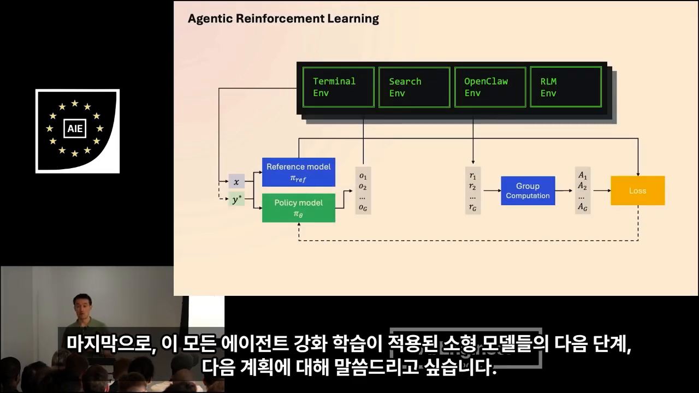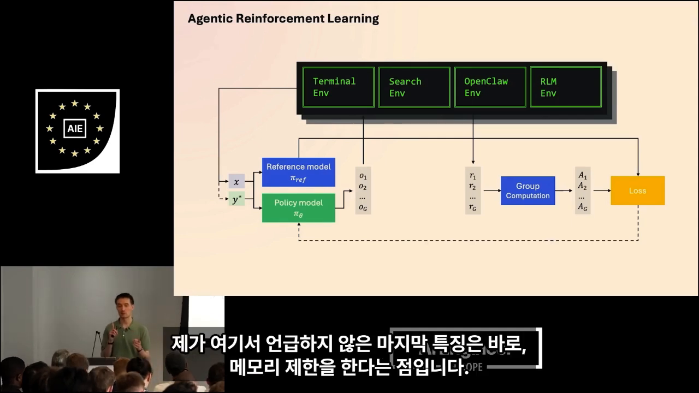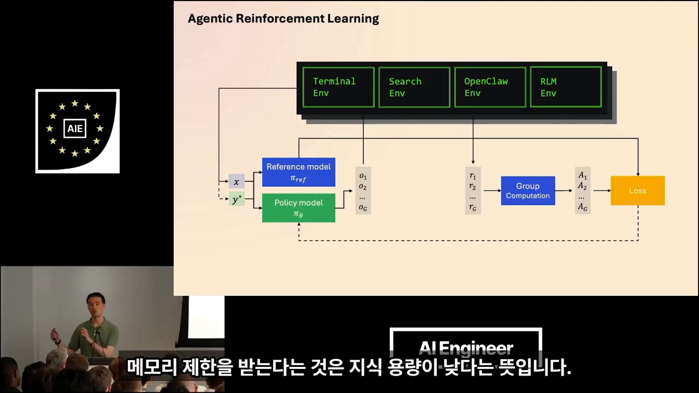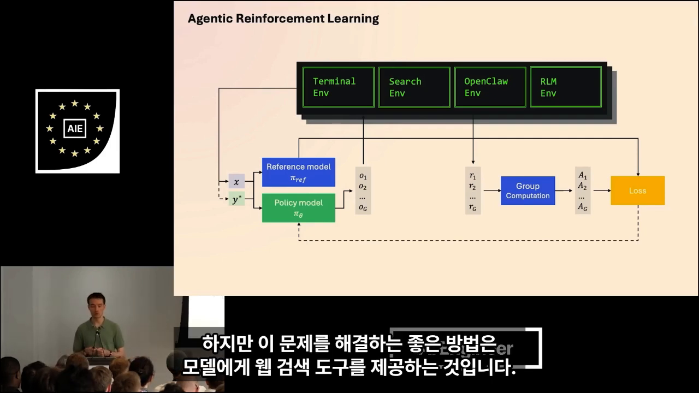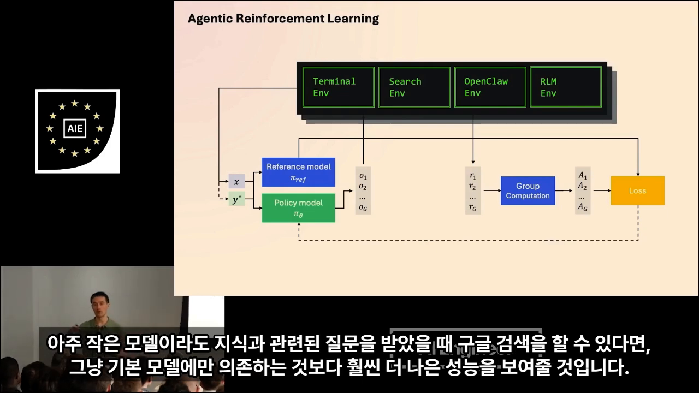And finally, I want to talk about next steps for all these small models with agentic reinforcement learning. The final characteristic I didn't mention here is about being memory bound. If you're memory bound, it means that you have low knowledge capacity. If you have low knowledge capacity, it means that you're going to hallucinate a lot. But a nice way to solve this issue is just providing web search tools to the model. If you have a tiny model, but it's able to Google everything that you throw at it in terms of knowledge questions, you're going to have much better performance than if you just rely on the base models.